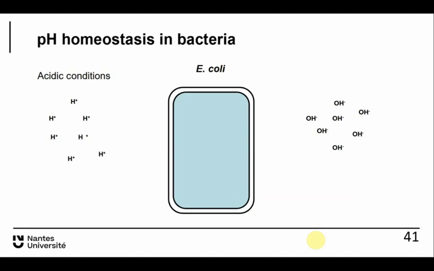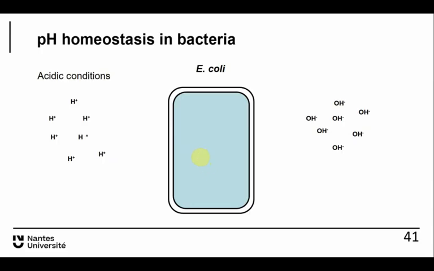If it's growing in acidic conditions, the problem for the bacterium is that there'll be a tendency for the pH to equilibrate across the membrane, and protons will have a tendency to accumulate in the cytoplasm and acidify the cytoplasm of the bacterial cell. And that's going to be something which is very bad.